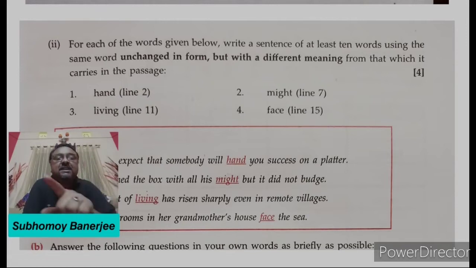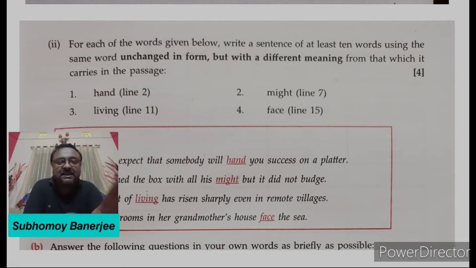Now see the instruction given on top. For each of the words given below, write a sentence of at least 10 words. So the sentence which you make should have 10 words. That is the minimum word limit. It can have more, but it should not fall short of 10 words. If it does, then you will lose marks. Keep that in mind. So, make a sentence of at least 10 words using the same word unchanged in form.